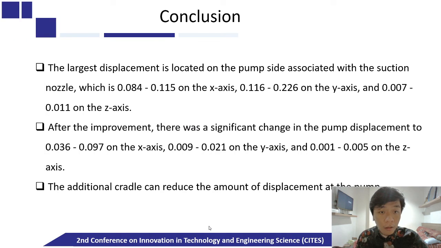Okay, next, for the conclusion, we can say, first, the largest displacement before the improvement is located on the pump side associated with the suction nozzle, which is the amount that you can see. Secondly, after the improvement, there was a significant change in the pump displacement, and you can see it on your screen too. And the third conclusion, the additional cradle can reduce the amount of displacement at the pump.